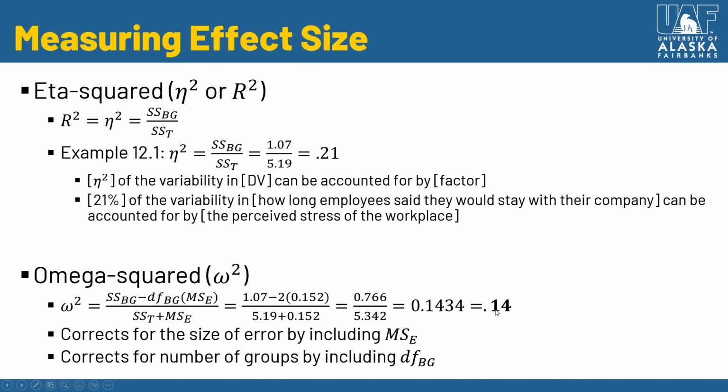And so you can see here it's more conservative, 0.14. So our omega squared would suggest that 14% of the variability in how long employees said they would stay with their company can be accounted for by the perceived stress of the workplace.